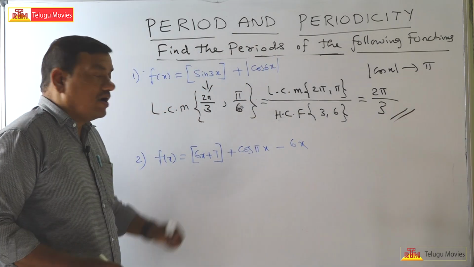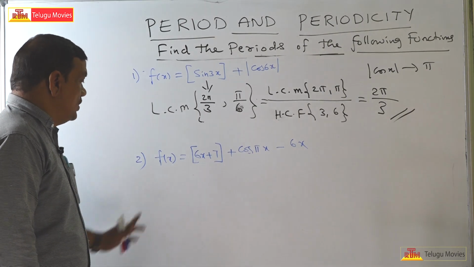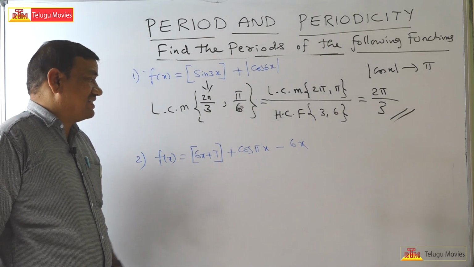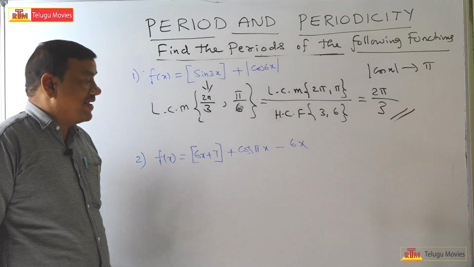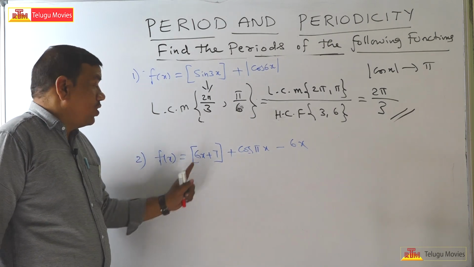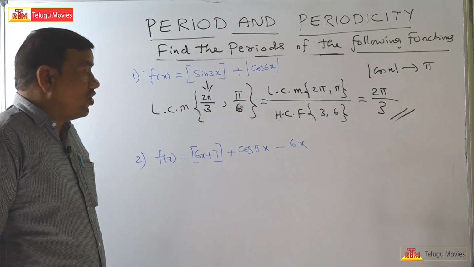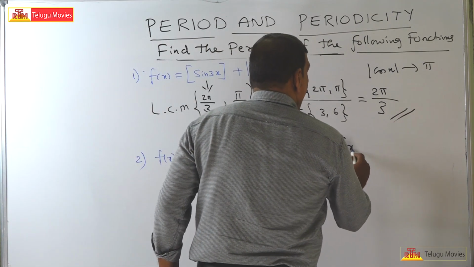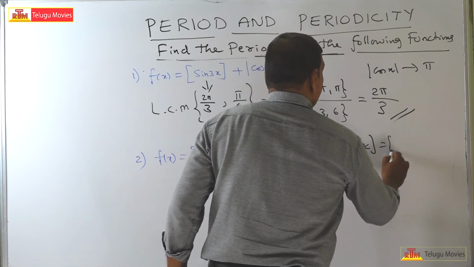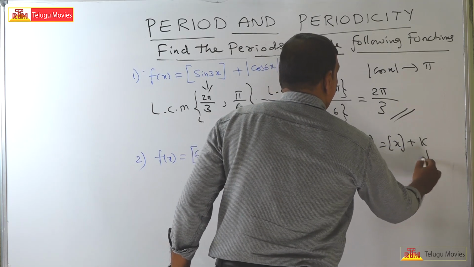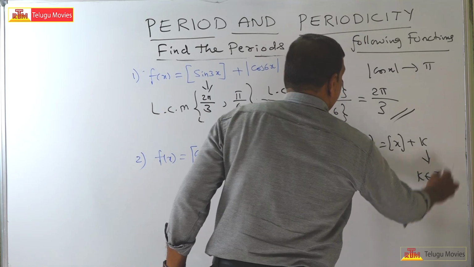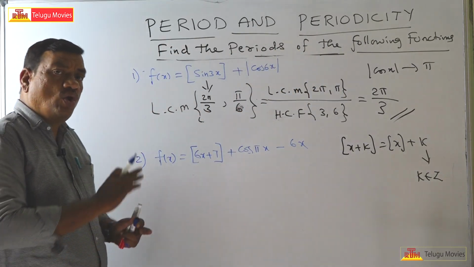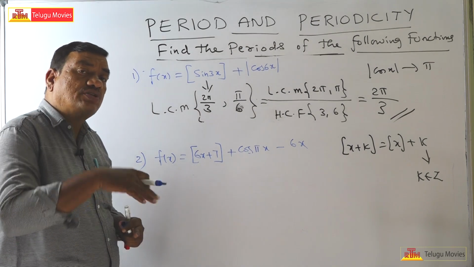Understand this? Coming to the next problem. The problem is f(x) is equal to step of 6x plus 7 plus cos of pi x minus 6x. How do we find the period of this function? See here, we have one concept: step of x plus k is equal to step x plus k, where k should be an integer. If it is an integer, we can take it outside of the step.